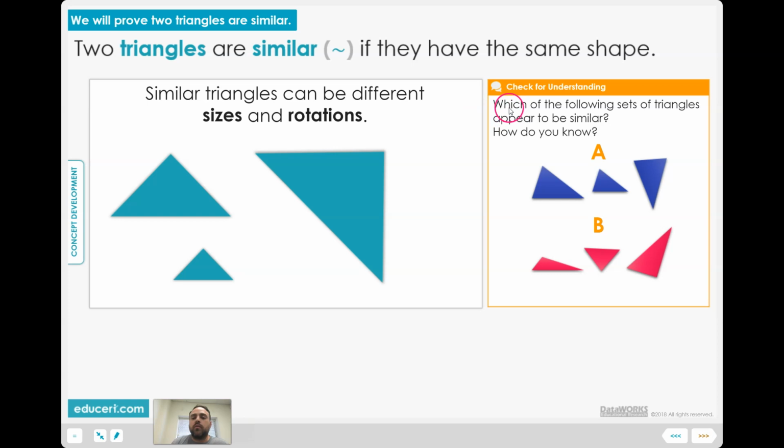Let's read the question. Ready, read. Which of the following sets of triangles appear to be similar? You will select from triangles in set A, these three blue triangles, or the triangles in set B, these three red triangles. Be ready to explain how do you know. So we can say that A or B is a set of similar triangles because, and then explain our answer. I'll give you a moment to think of your answer.